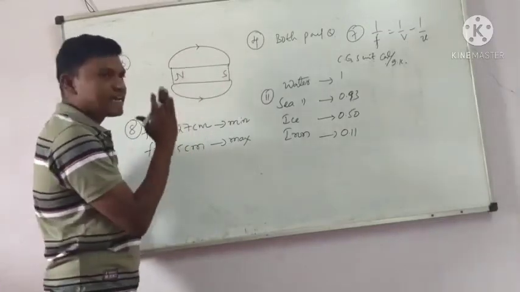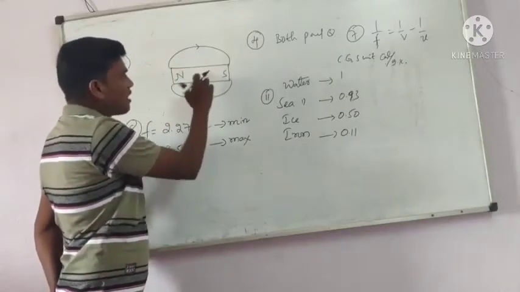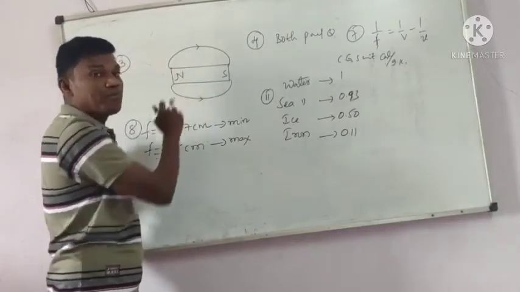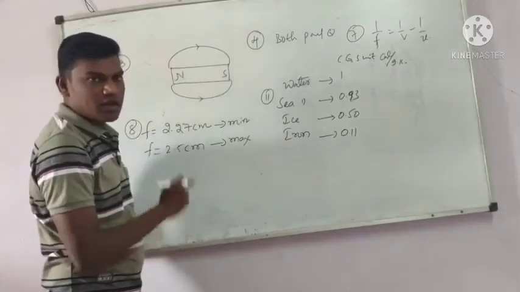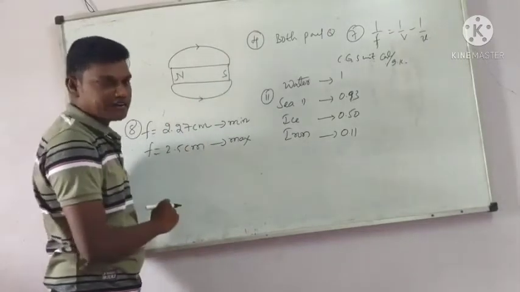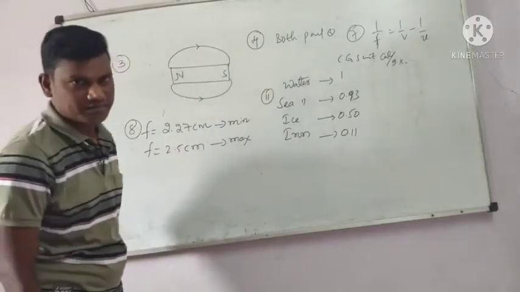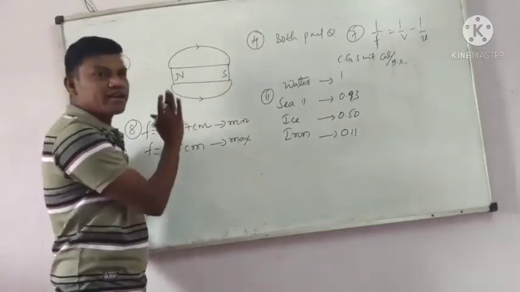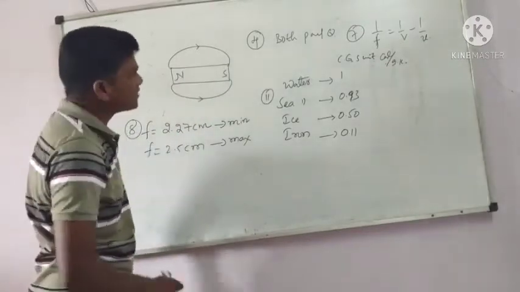So the magnetic field lines outside of a bar magnet always move from north to south, but inside the bar magnet the lines move from south to north. But for the answer, you can simply write north to south outside.